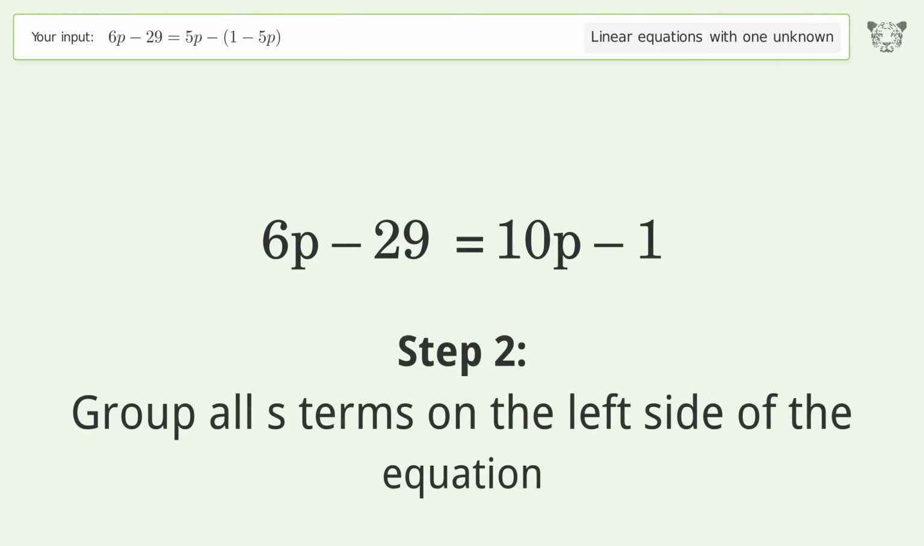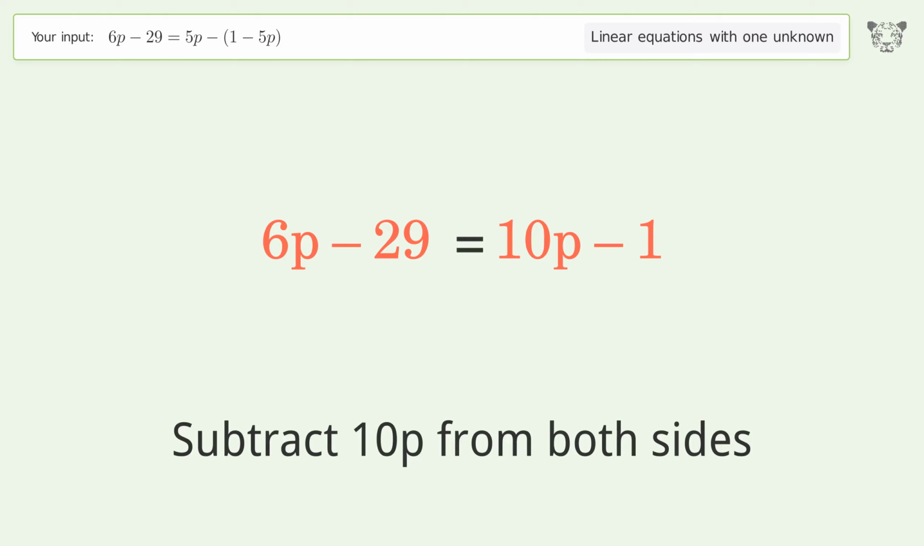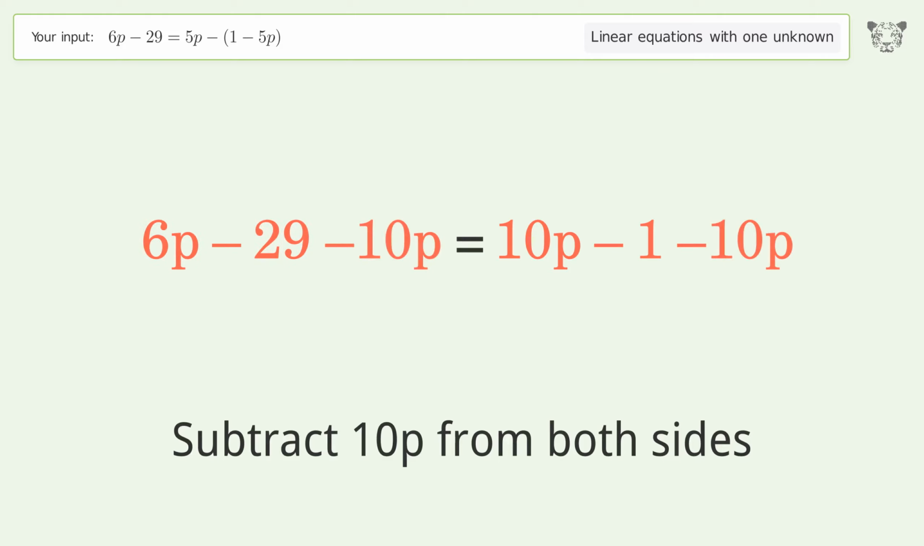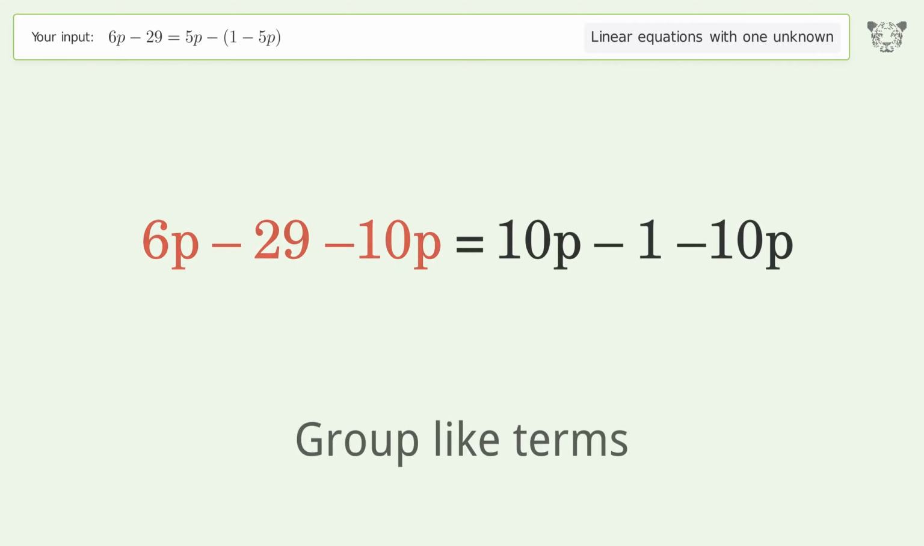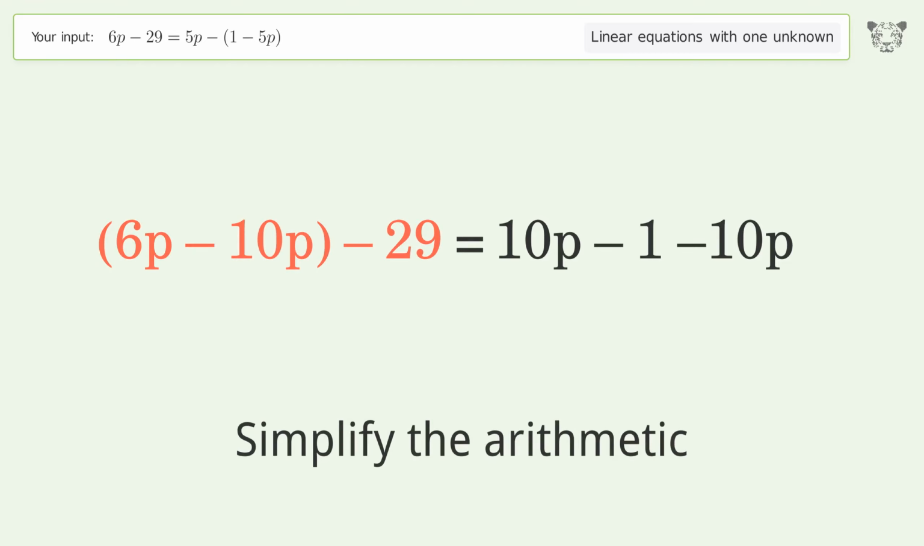Group all p terms on the left side of the equation. Subtract 10p from both sides. Group like terms. Simplify the arithmetic.